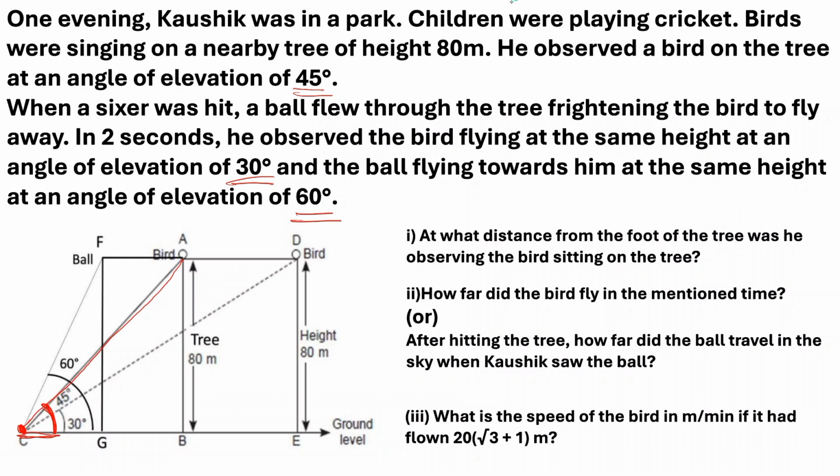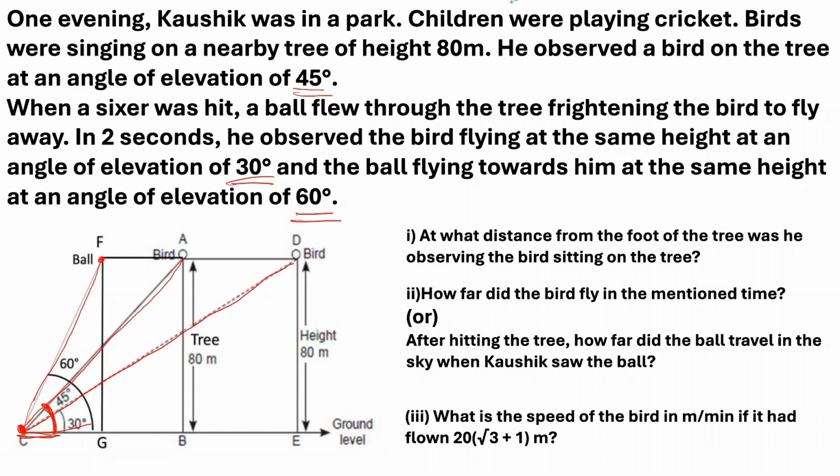And what happens when the sixer was hit, the bird flew to the next point D, at the same height. That's unbelievable, right? But it happened in this question. And this angle of elevation is 30 degree. Look, the second time, the ball hit the tree and came back, and he observed it at the same height with the angle of elevation 60 degree. So three angles are included, so please be careful while doing this question.